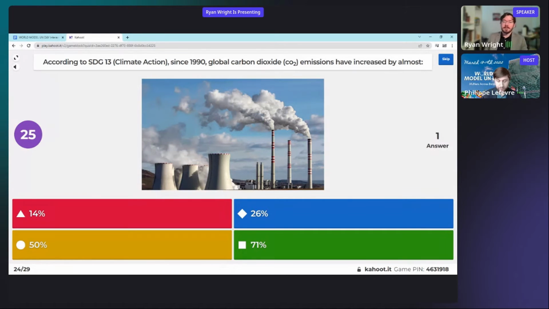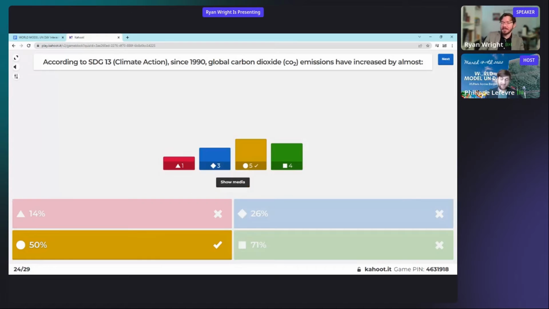Global carbon dioxide emissions have increased by almost 14%, 26%, 50%, or 71%. Again, continuing the depressive trend of this quiz. Just check if I have any sort of power. I really hope it's not 14%. Wouldn't it just be awful if it was 14%? Yeah, right. It didn't work.